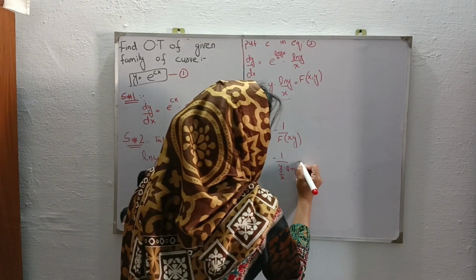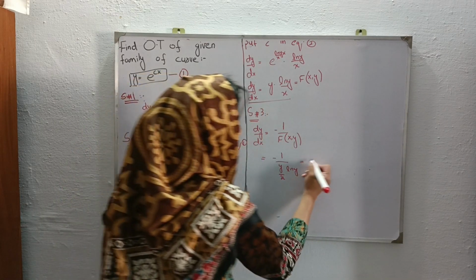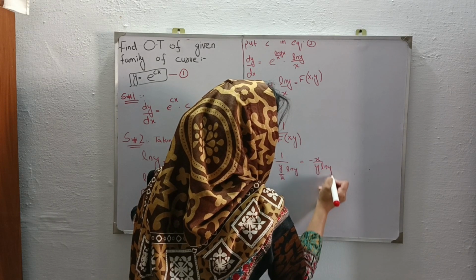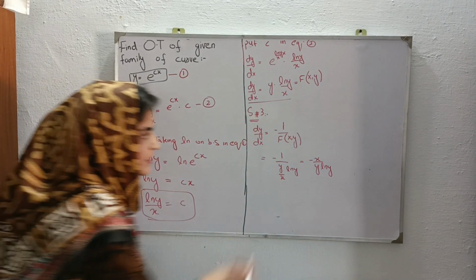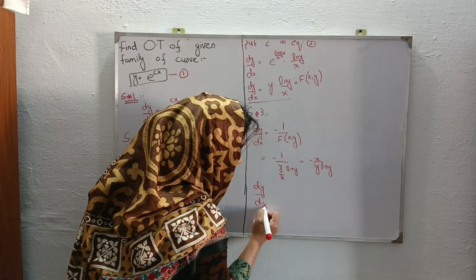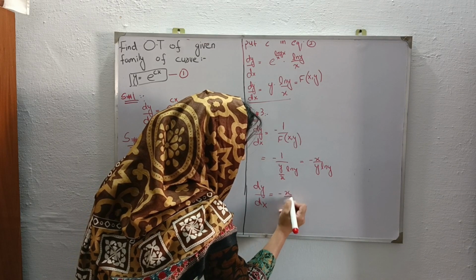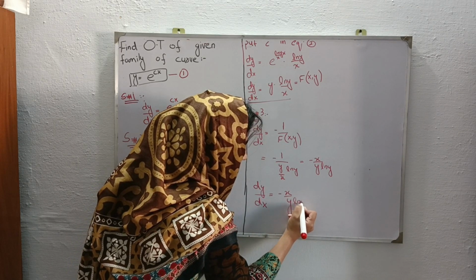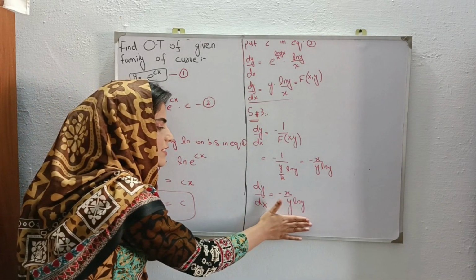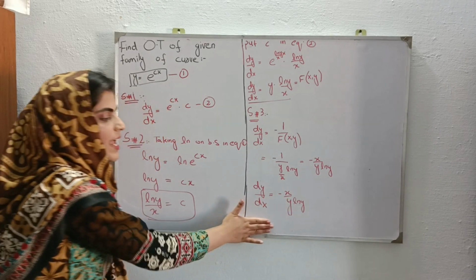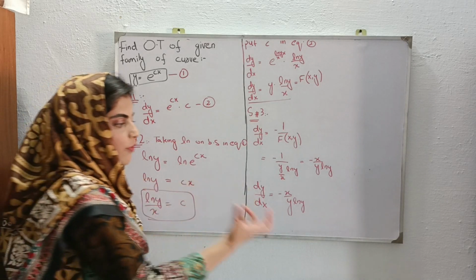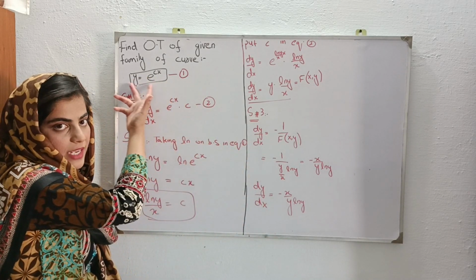After solving it, we will get minus x over y ln of y. Let me write it over here clearly. Now what do you have to do next? You have to solve this differential equation and find its general solution. Then the answer that comes will be the orthogonal trajectory of this curve.